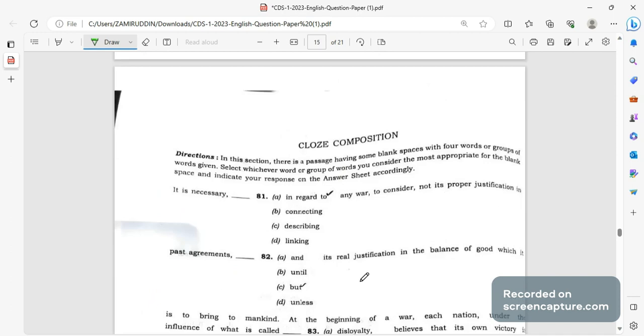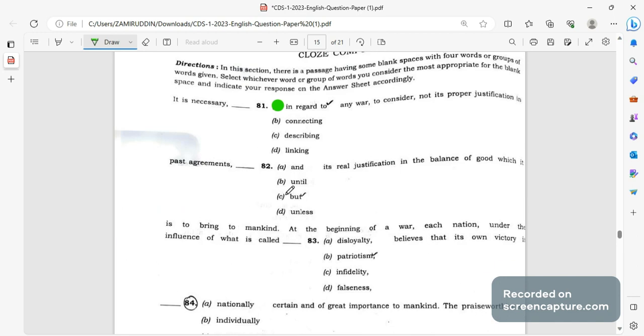इसमें how to attempt this close comprehension, you just go about reading the sentence and reading the passage, and you will get through all the answers. Just try to correlate this first sentence with the next one. So it is necessary in regard to any war. So the right answer is it is necessary in regards to any war to consider not its proper justification in past agreements, but its real justification in the balance of the good, which is to bring to mankind.